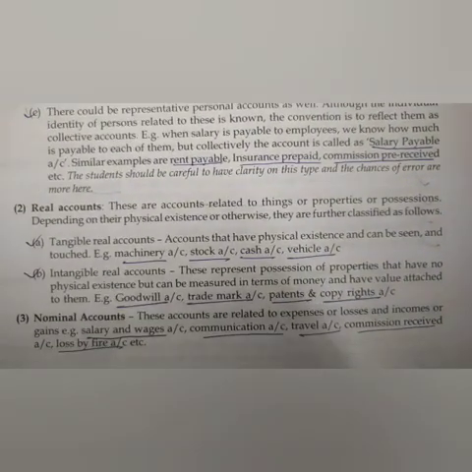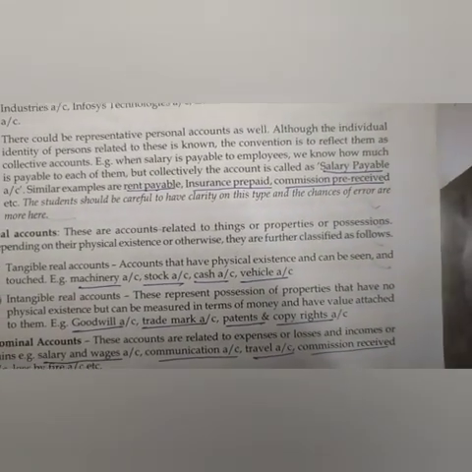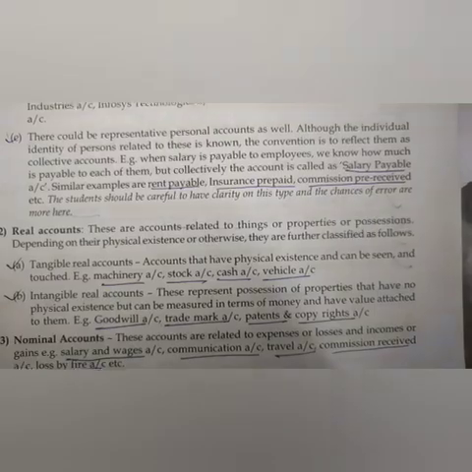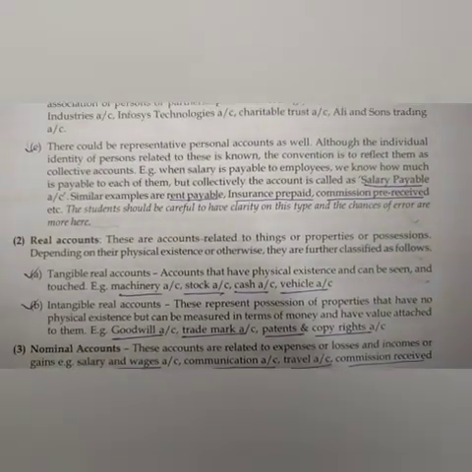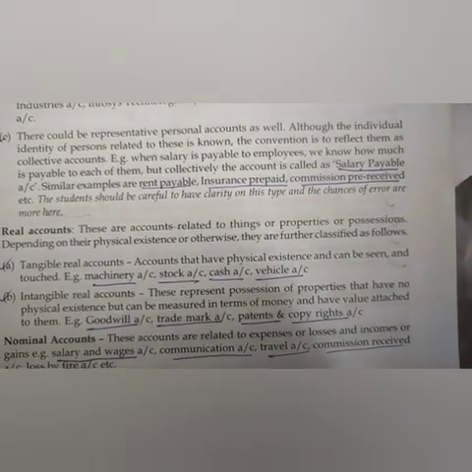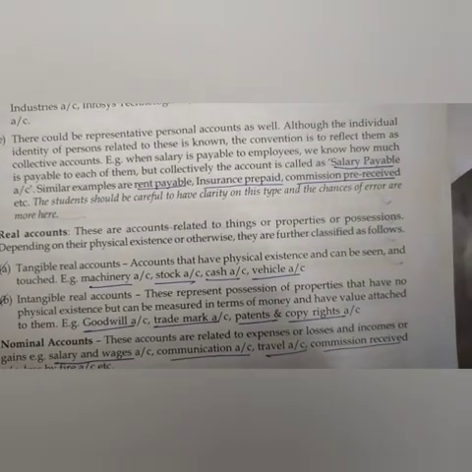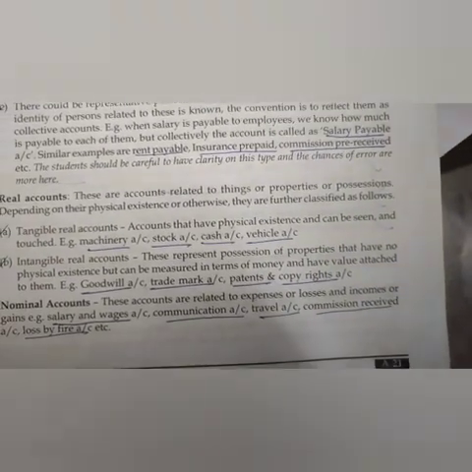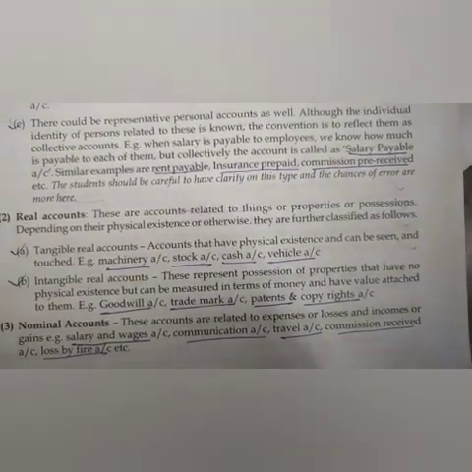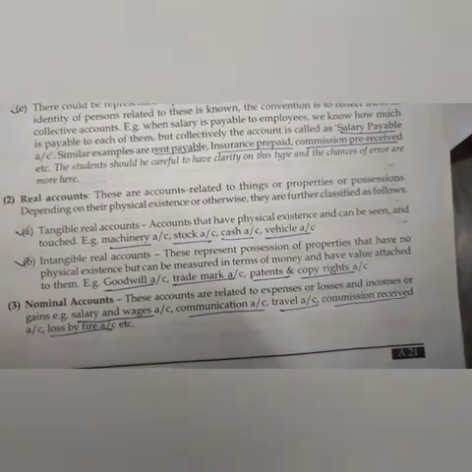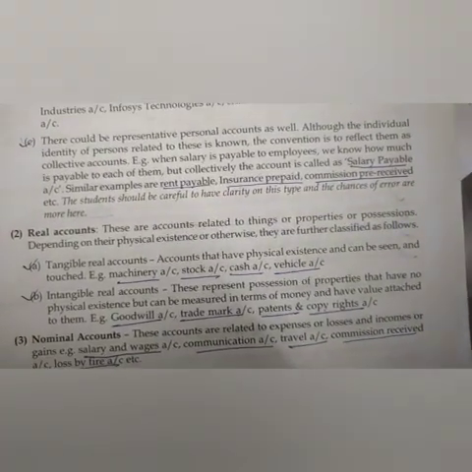Tangible accounts are accounts that have physical existence and can be seen and touched. Examples: machinery, stock, cash account, and vehicle. Intangible real accounts represent possessions that have no physical existence but can be measured in terms of money and have value attached to them: goodwill, trademarks, patent, copyright, etc. The difference between tangible and intangible is that tangible accounts can be seen and intangible accounts cannot be seen.